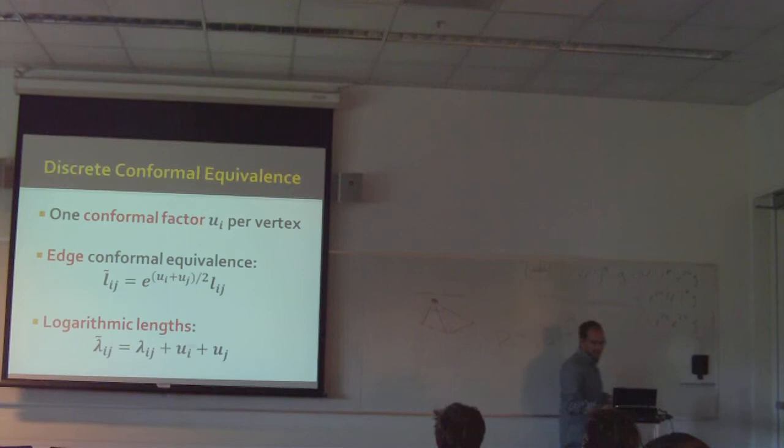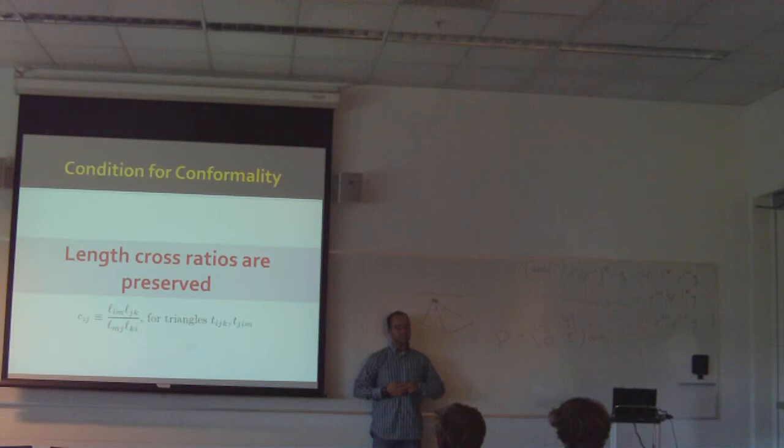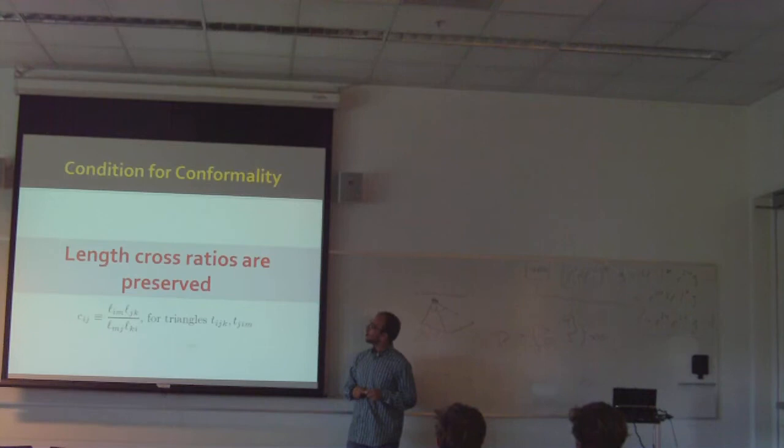And the kind of cool thing that happens is you can prove this little lemma. In fact, one direction is very simple to prove, which is that two meshes are conformally equivalent with respect to this definition of conformally equivalent if the edge length cross ratios are preserved. Now, what does this mean? I should have drawn a picture.